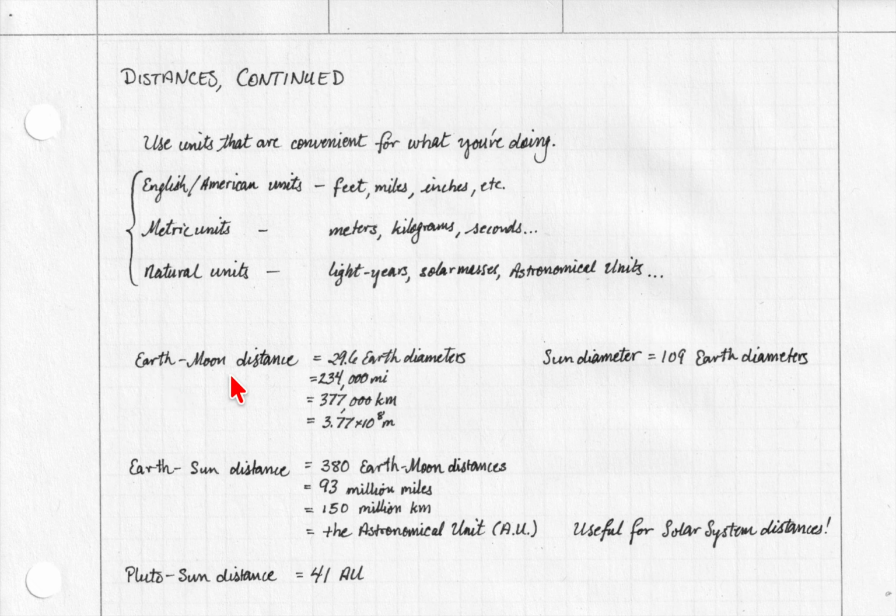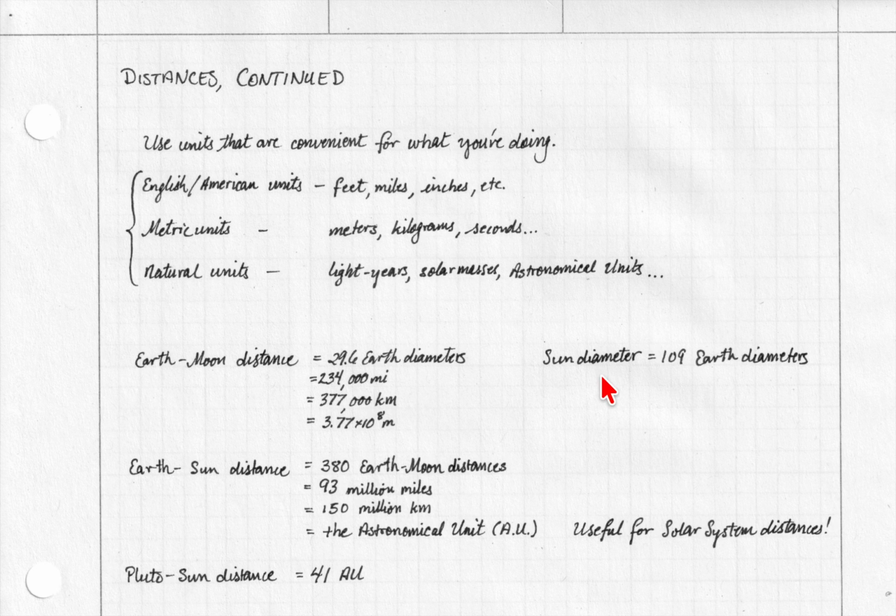The Earth-Moon distance, as I said, can be conveniently measured in Earth diameters. To be a little more precise, it is 29.6 Earth diameters from the Earth to the Moon. That is 234,000 miles. MI is miles. Adding that extra I distinguishes it from the meter, if we're using both. In kilometers, 377,000 kilometers. And if we want to get that to meters, we're probably going to want to put it in scientific notation, 3.77 times 10 to the 8th meters.